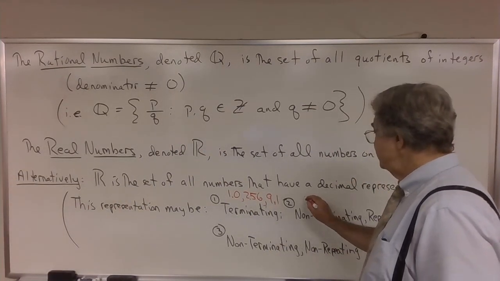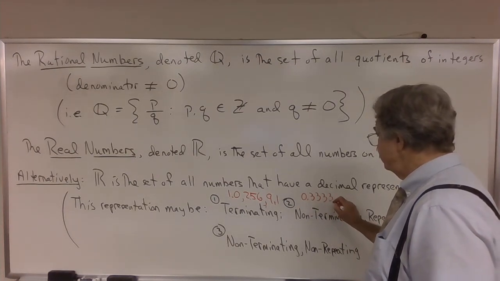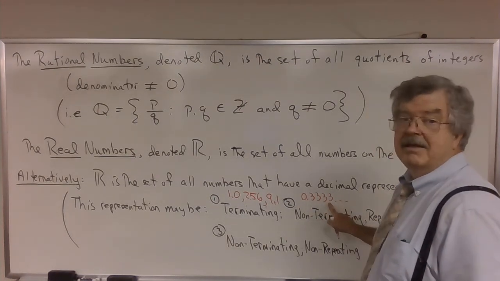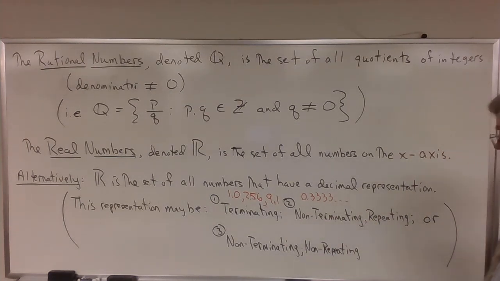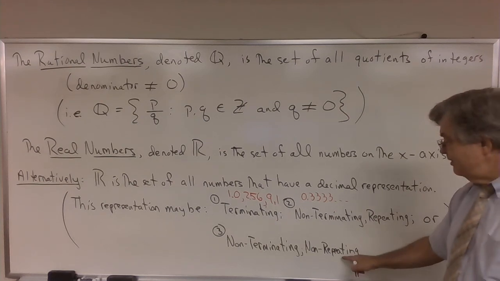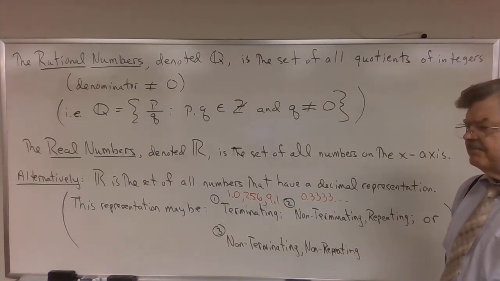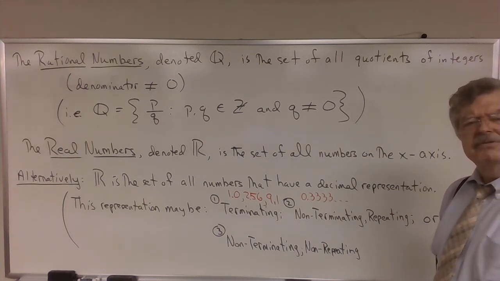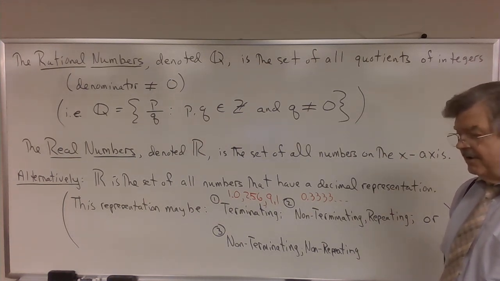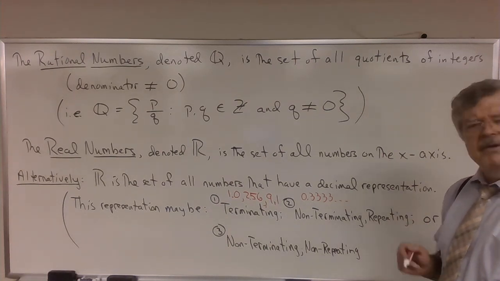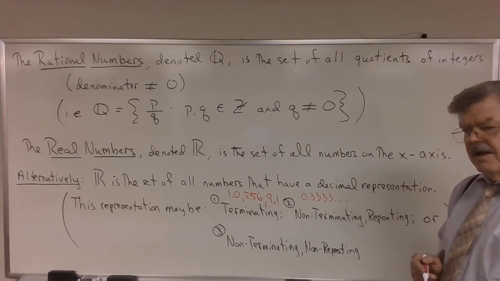Non-terminating but repeating, so maybe 0.3333, the decimal equivalent of 1/3. And then we have non-terminating, non-repeating. Pi is one of those numbers. E is one of those numbers. Square root of 2 is one of those numbers.